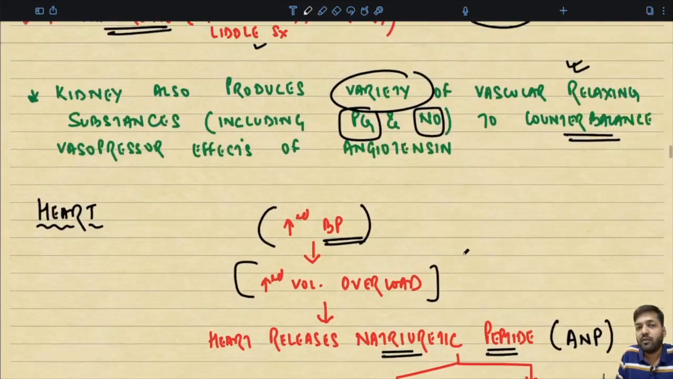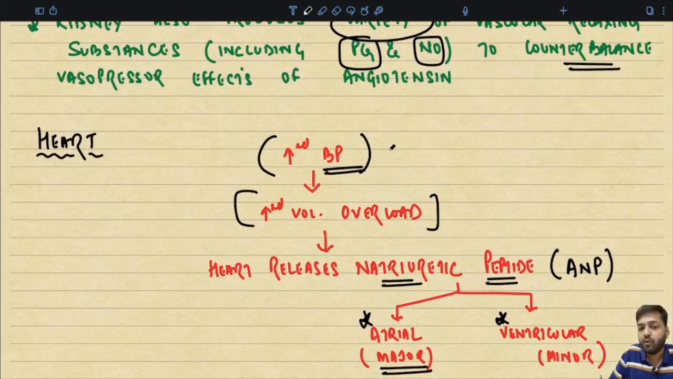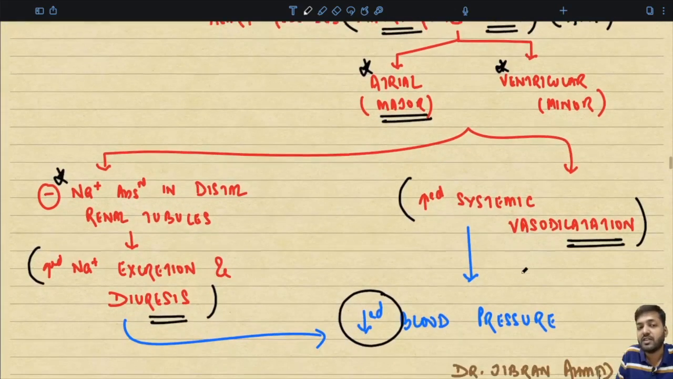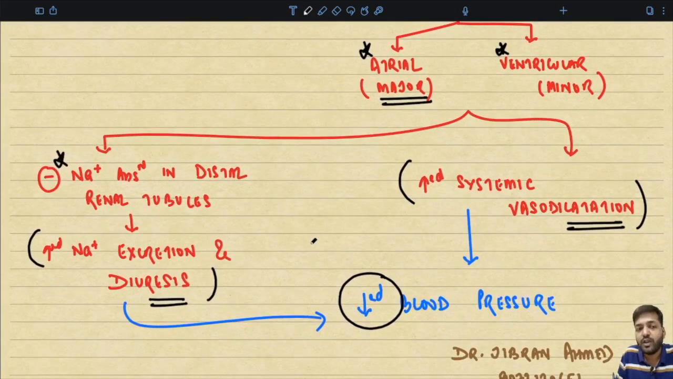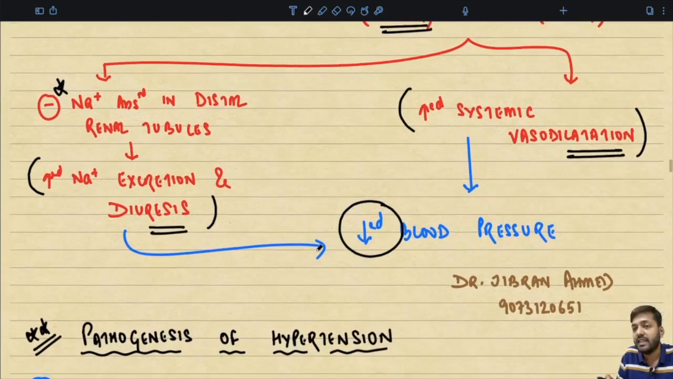So at the level of the heart, remember, whenever there is a fluid overload, the heart will automatically release atrial natriuretic peptide, which is going to cause loss of sodium ions in the urine and excessive diuresis. Along with that, it will also trigger systemic vasodilatation to ultimately bring down the blood pressure. So this is how the kidneys and the heart are regulating the blood pressure.